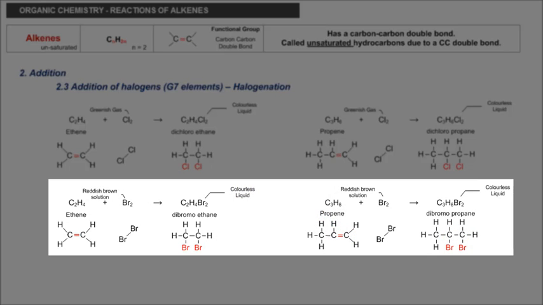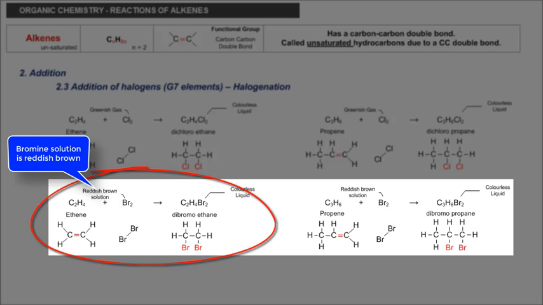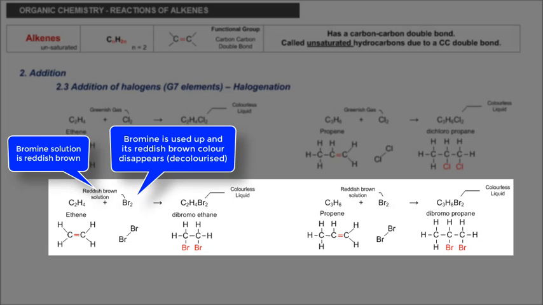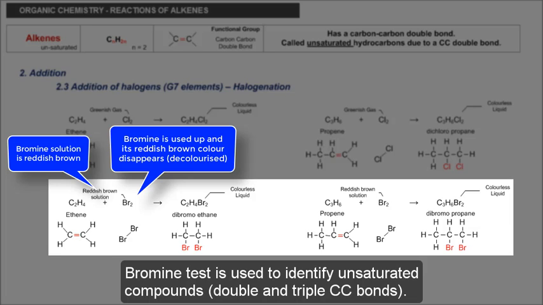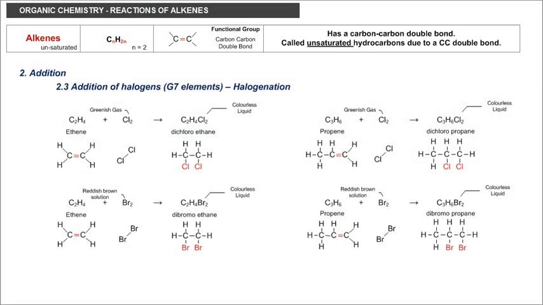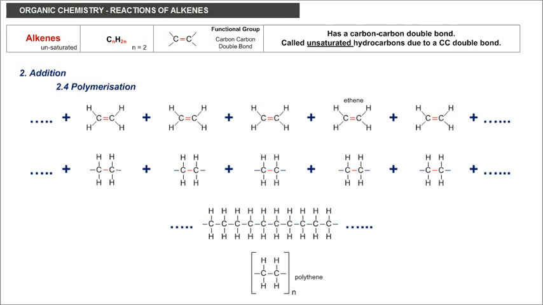The reaction between an alkene or any unsaturated organic compound and bromine is of much interest because bromine is a reddish-brown liquid, and when it participates in addition reactions such as these, the bromine is added into the organic compound and is used up and the reddish-brown color disappears. The bromine decolorization test is used to identify unsaturated compounds because of the very quick and distinctive color change from reddish-brown to colorless.